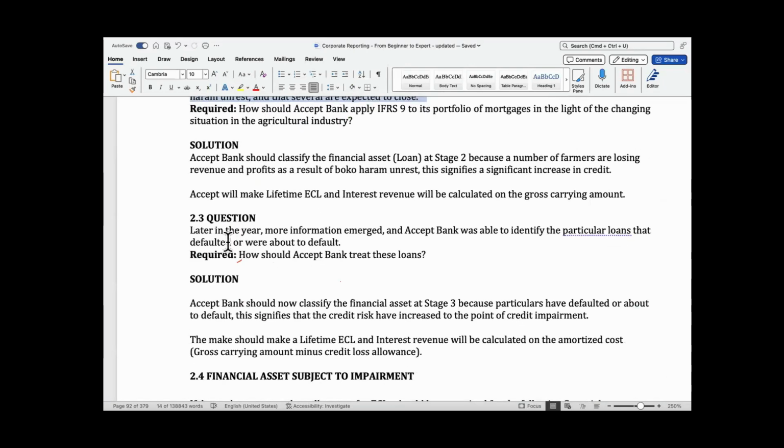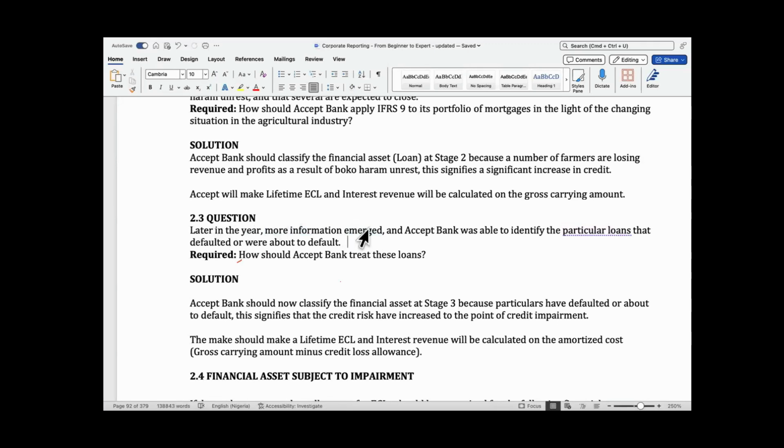So the question continues that later in the year, more information emerged and Asset Bank was able to identify the particular loans that defaulted or were about to default. How should Asset Bank treat these loans?